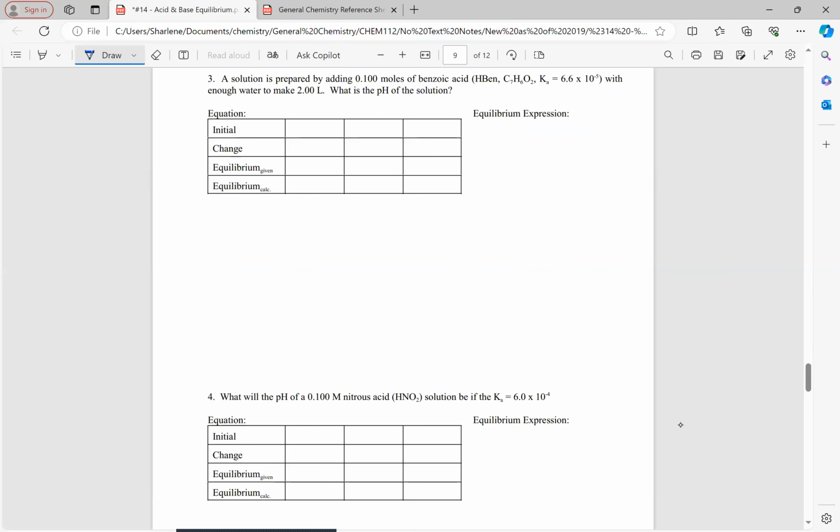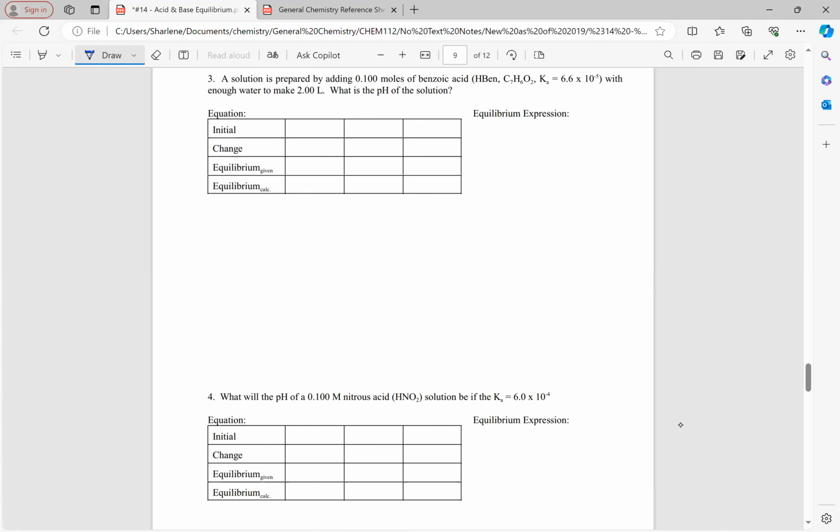All right. Number 3. A solution is prepared by adding 0.1 moles of benzoic acid, and again, I give you the Ka, but you could have looked that up, with enough water to make 0.2 liters. What is the pH of the solution?